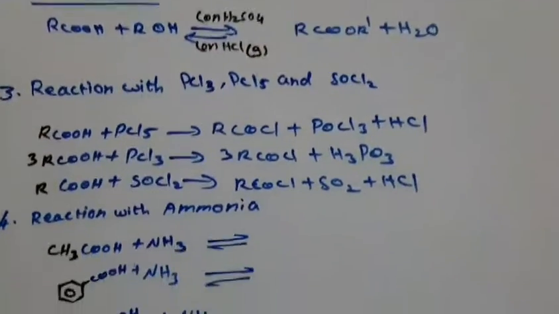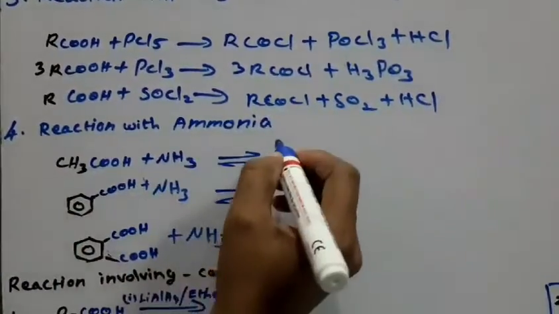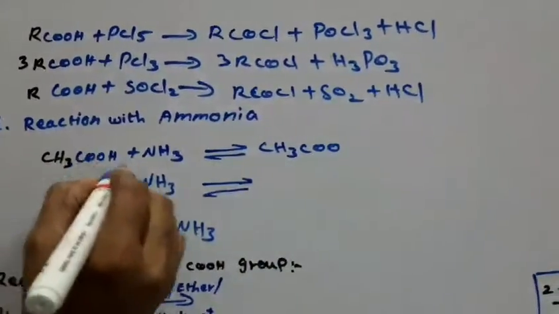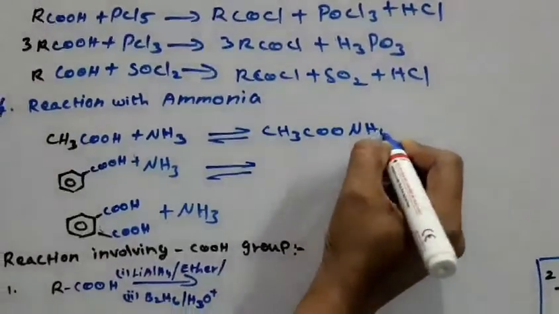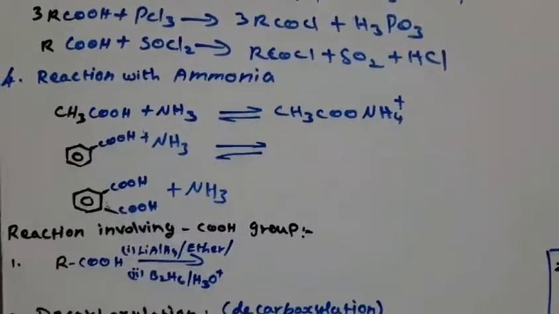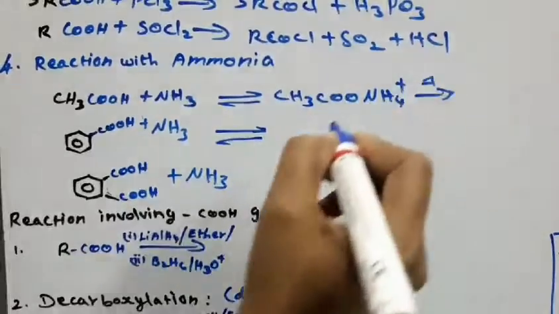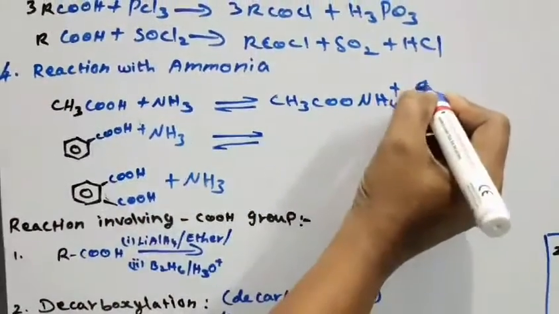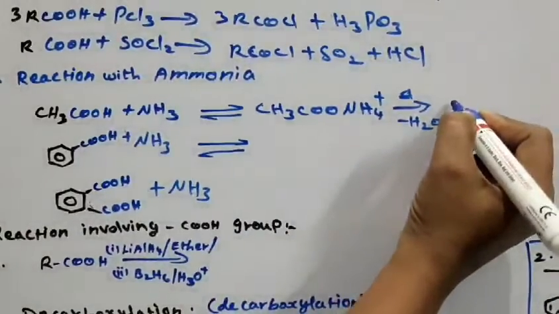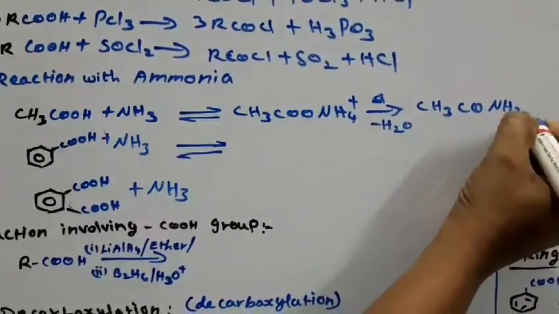Next one, reaction with ammonia. The carboxylic acid reacts with ammonia to produce an ammonium salt. For example, CH3COO NH4 plus, this is an ammonium salt, ammonium acetate. This ammonium acetate, on high heating with removal of water, produces acetamide, CH3CONH2. This is acetamide.